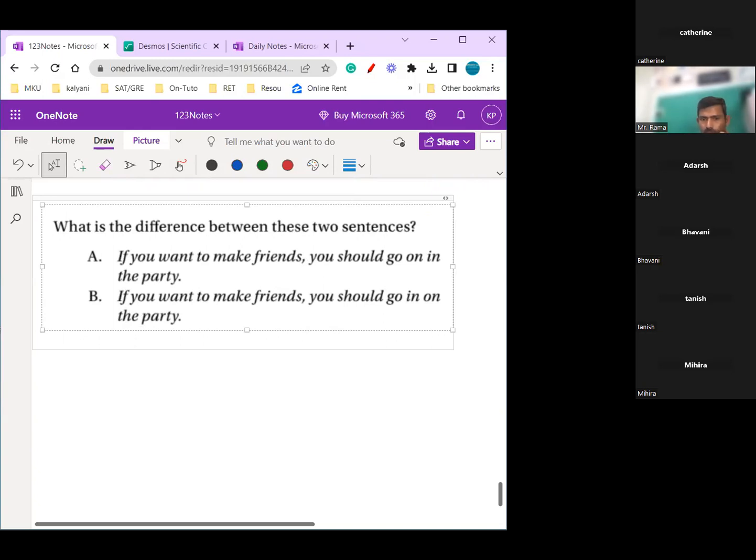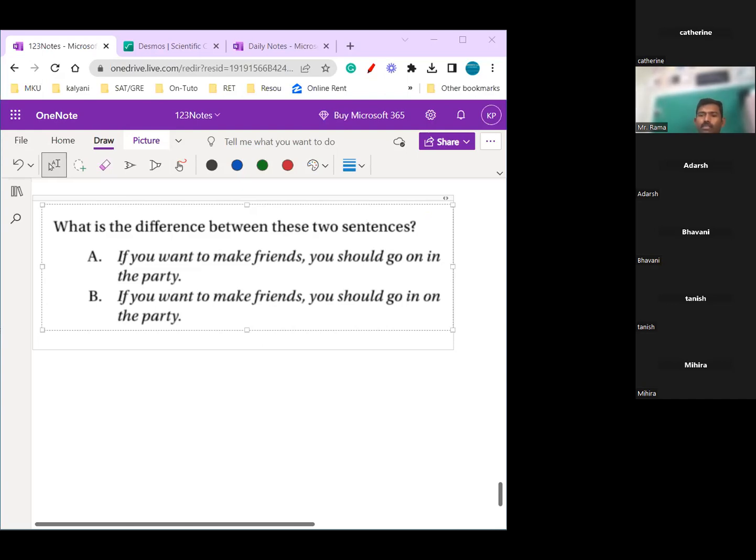If you want to make friends, you should go on in the party. If you want to make friends, you should go in on the party. So what's the difference between these two sentences? These two are what we can call semantic idioms. They give very different advice if you look carefully. Sentence A: go on in the party. Sentence B: go in on the party.